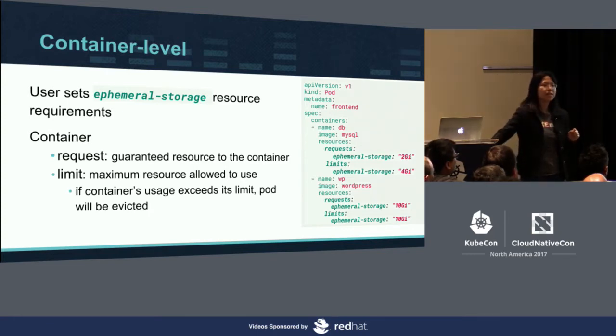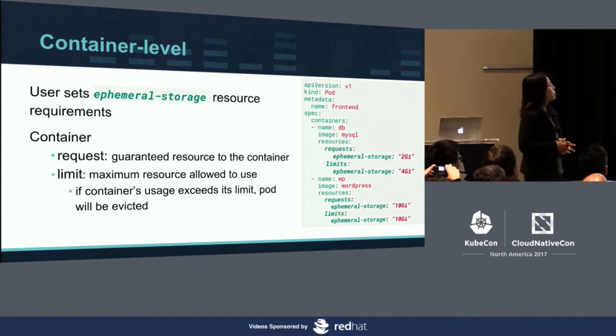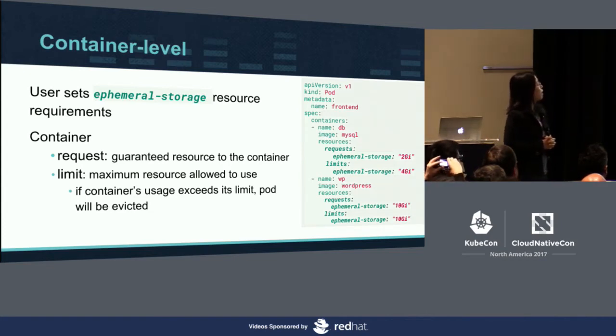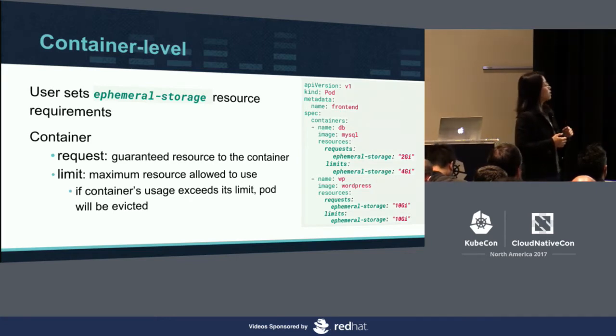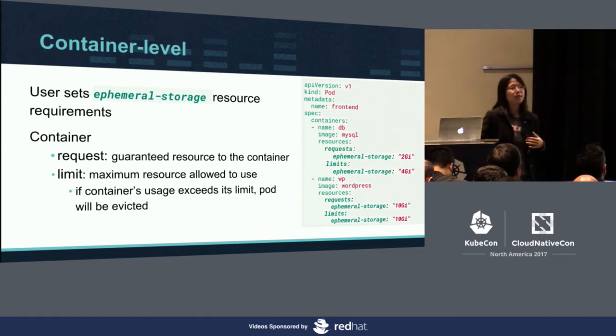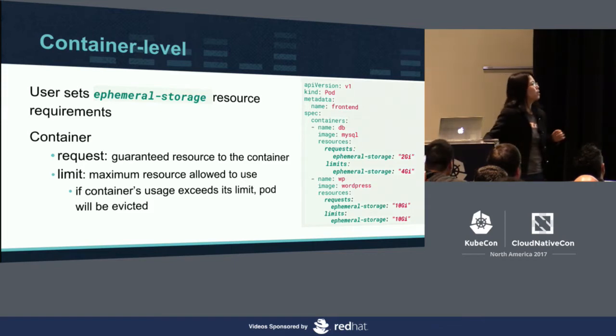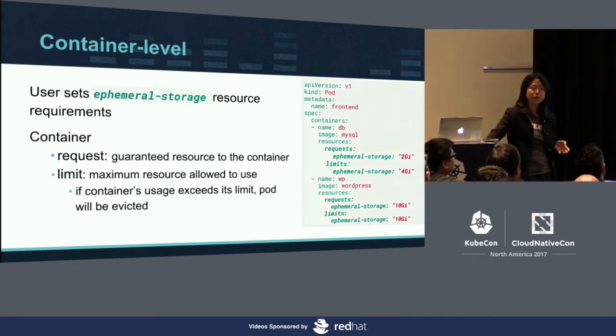For requests, the scheduler will check whether the node has enough capacity to schedule the container and the pod. And for limits, the system monitors the actual usage of the container, and if it sees it exceed the limit, it will evict the pod. By eviction, we mean you terminate the pod gracefully so that the emptyDir volume data and the container data will all be cleaned up, and the disk storage will be freed.